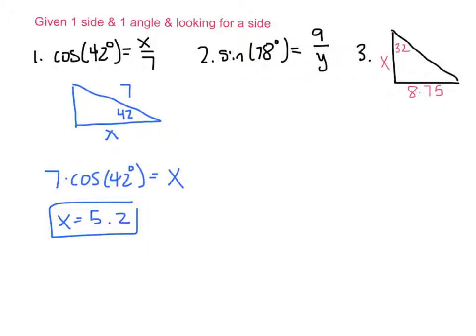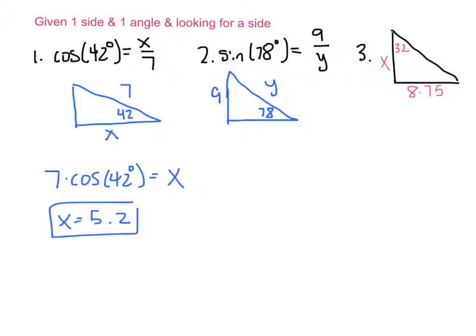The sine of 78 degrees equals 9 over y. So I draw my triangle. 78 degrees. Sine is opposite over hypotenuse. So this 9 is going to be opposite the 78 degrees. And the y we don't know. That's our hypotenuse. So 9 over y.